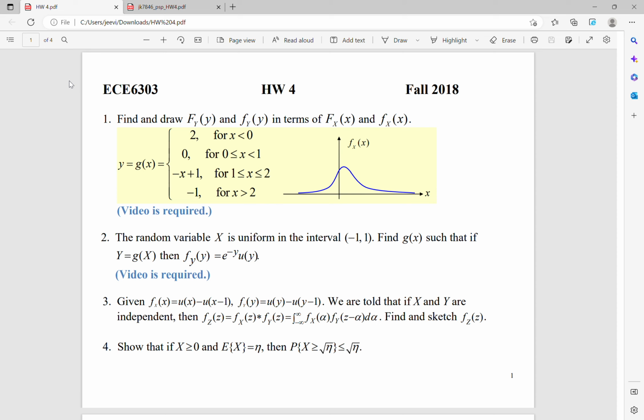Hello everyone, I'm Hw4 and I'll be explaining the solving of the second question of homework 4 in the course Probability and Stochastic Processes. So let's have a look at the question.